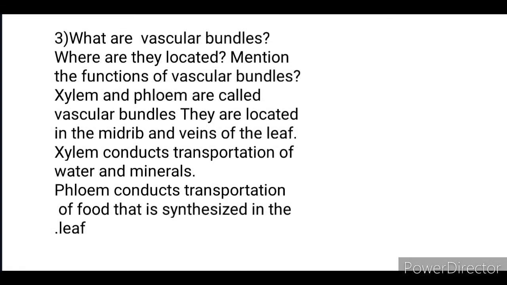Next question. What are the vascular bundles? Where are they located? Mention the functions of vascular bundles. Xylem and phloem are called vascular bundles. They are located in the midrib and veins of the leaf. Xylem conducts transportation of water and minerals. Phloem conducts transportation of food that is synthesized in the leaf. These are the three sample questions. We can frame many more on our own.